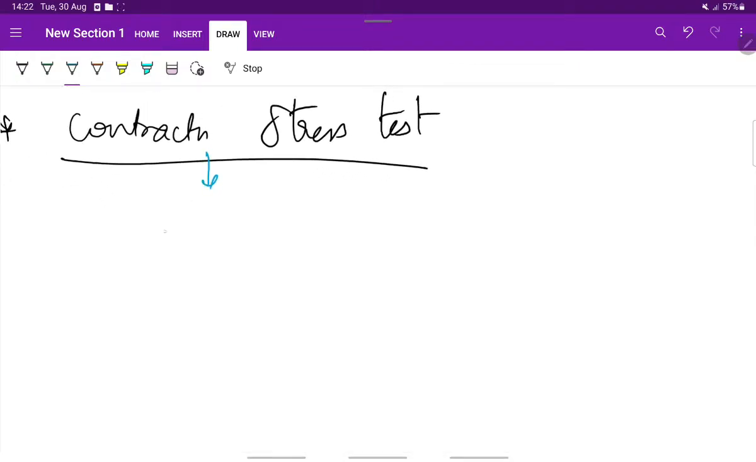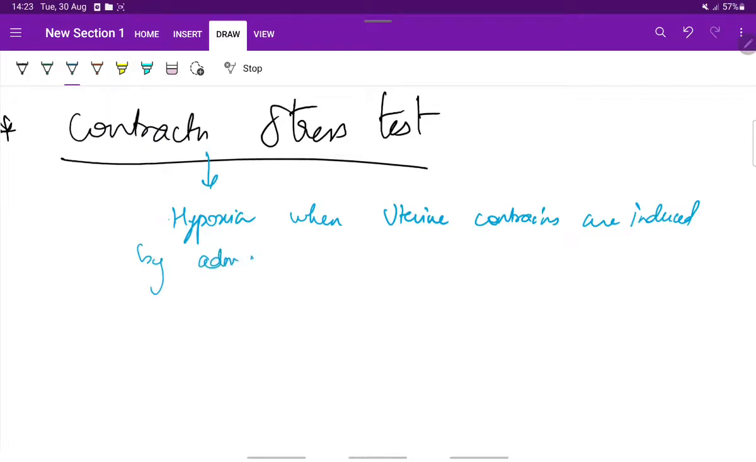In contraction stress test, there will be evidence of hypoxia, which is noted by change in fetal heart rate when the uterine contractions are induced by administration of oxytocin or nipple stimulation, which also induces the release of oxytocin.